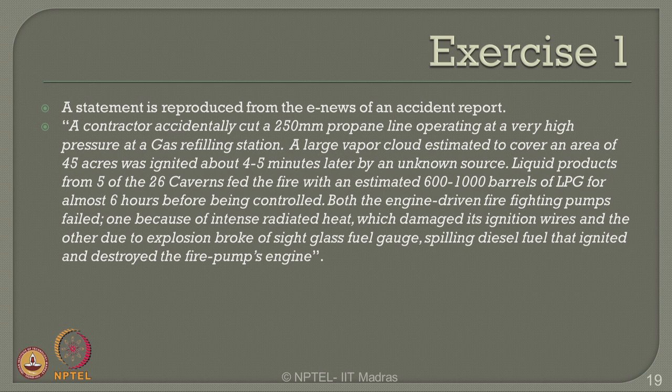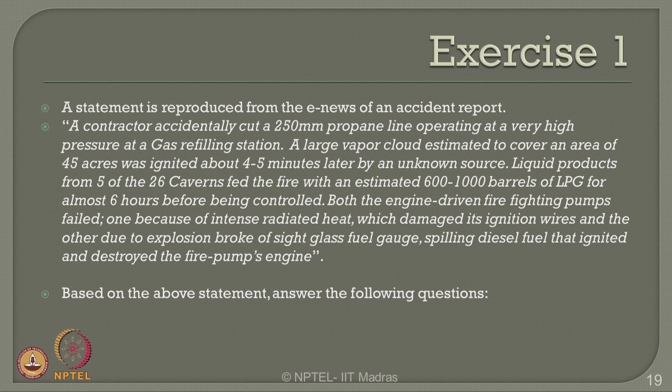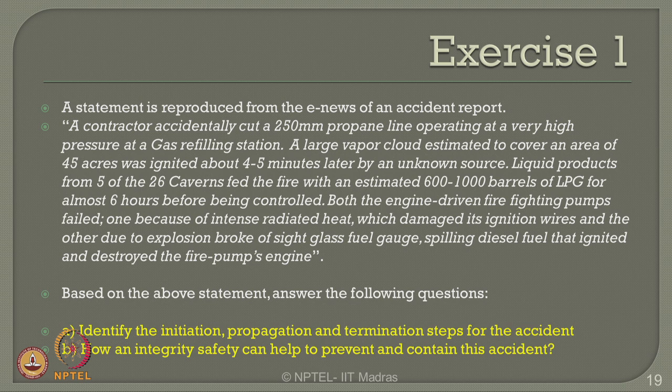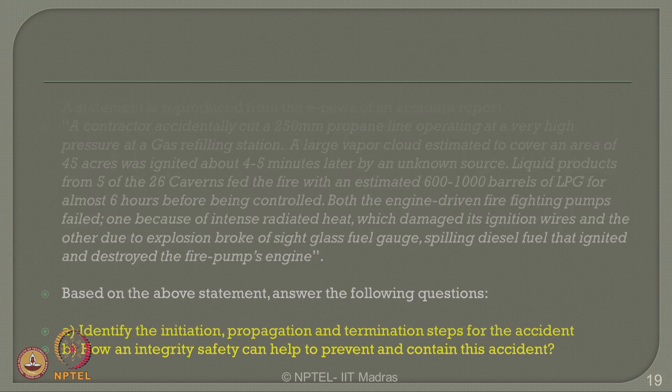Now, the questions are the following. Based on the above statement, answer the following questions. Identify the initiation, the propagation and termination steps for the above illustrated accident. The second question is how an integrity safety can help to prevent and contain this accident. Of course, I will solve this and give you the answer in the next slide.